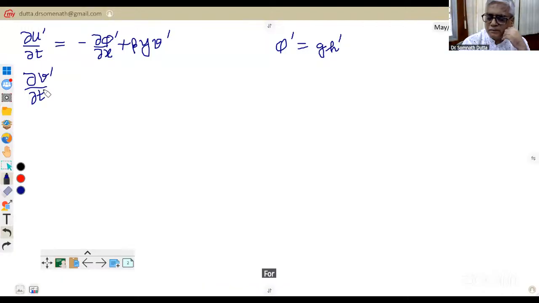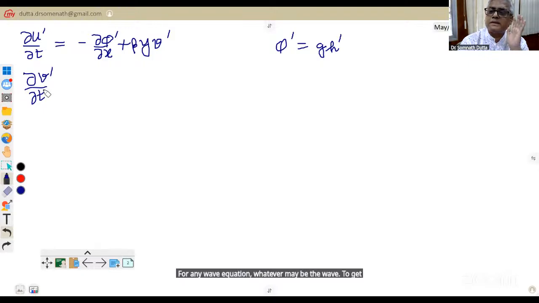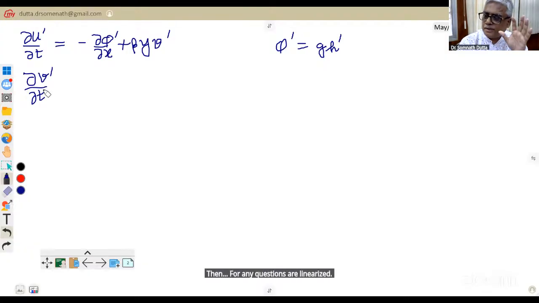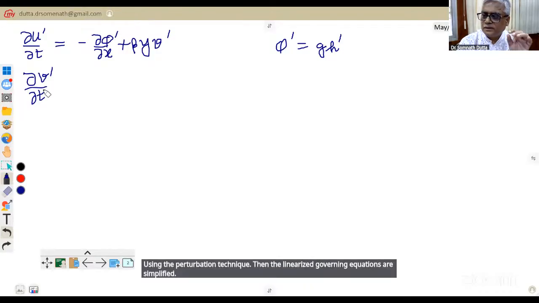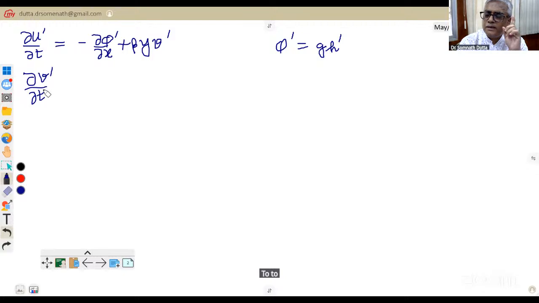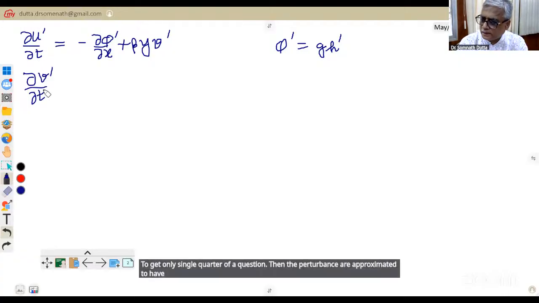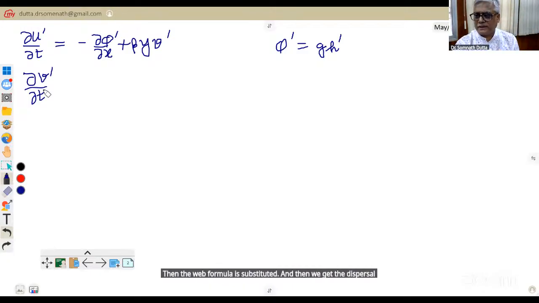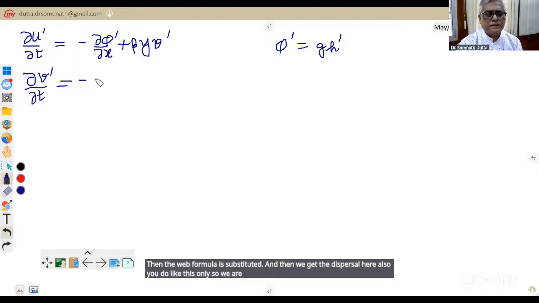For any wave equation, whatever the wave may be, to get the dispersion relation, the steps are like this. First, write down the governing equations under the assumptions taken. Then the governing equations are linearized using the perturbation technique. Then the linearized governing equations are simplified to get only a single perturbation equation. Then the perturbations are approximated to have a wave character. Then the wave formula is substituted, and then we get the dispersion relation. Here also we will do it like this only. So we are now doing the second step. So this is your second equation.